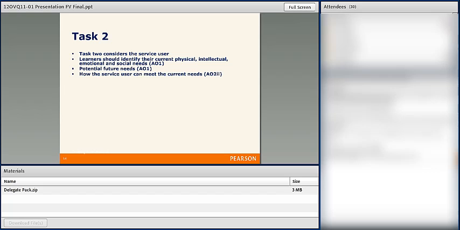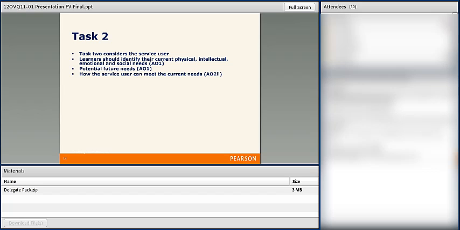You then need to look at how the service user can meet the current needs. So the learner has identified the current physical, intellectual, emotional and social needs, and then you need to look at how the service user can meet those needs. What services is the service user providing? In task 1, you have looked at the generic services. In task 2, the learners need to look at specific services that are offered to meet the needs of the specific service user. So slightly different focus, a slightly different emphasis.